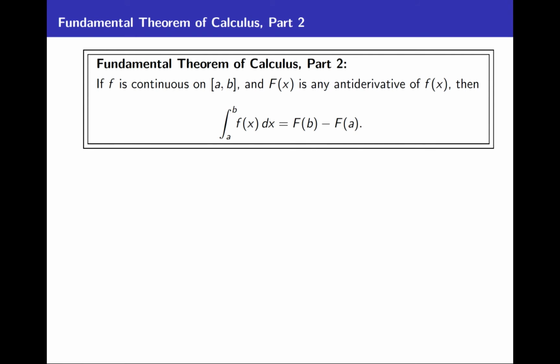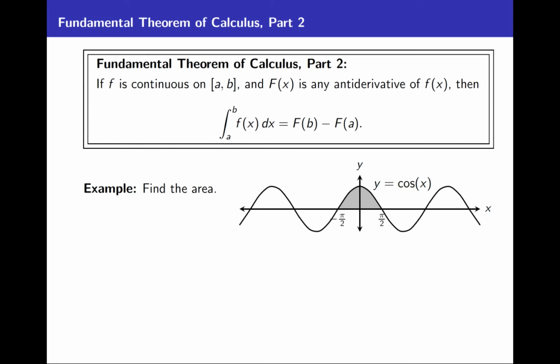A few more examples. Here I've drawn the graph of cosine of x, and look at the graph of cosine of x between negative pi over 2 and positive pi over 2, where the graph crosses the x-axis. Between those two values, cosine of x is positive, and what we want to do in this problem is find the area of that shaded region below the graph of cosine of x and between negative pi over 2 and positive pi over 2.